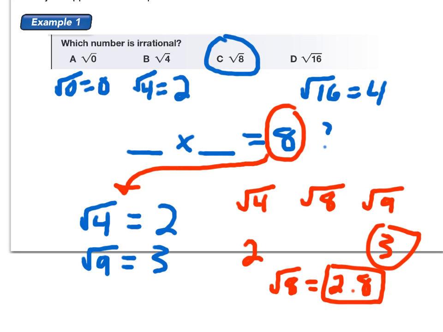That's how we approximate a square root. Figure out what perfect squares it's in between, and then just figure out which one of those is closest to. Alright, let's do more examples.